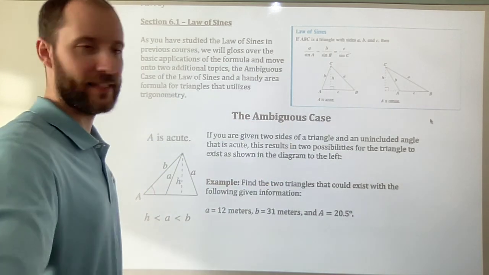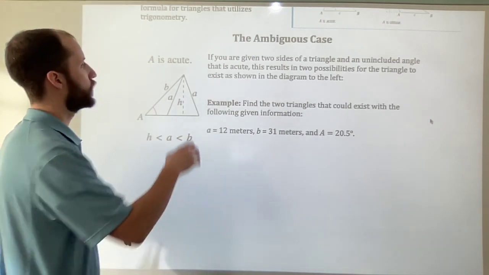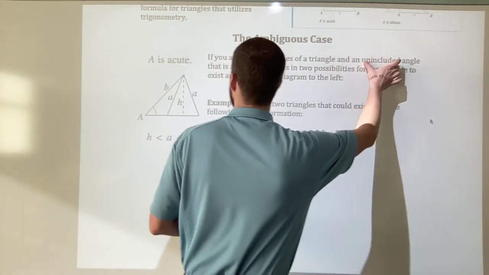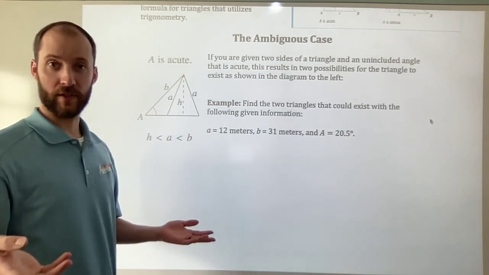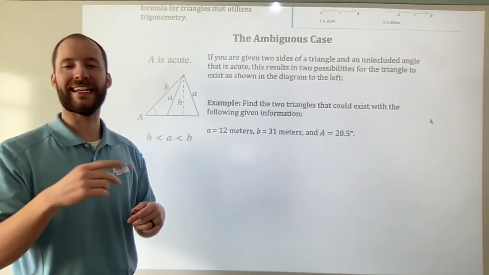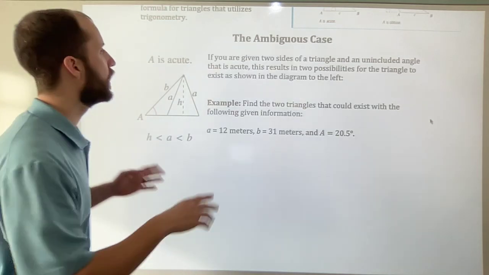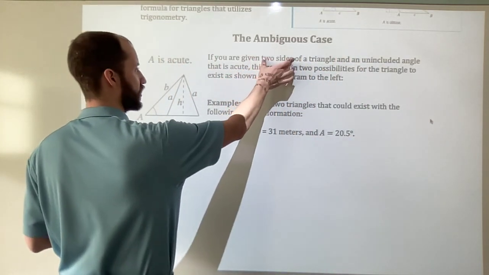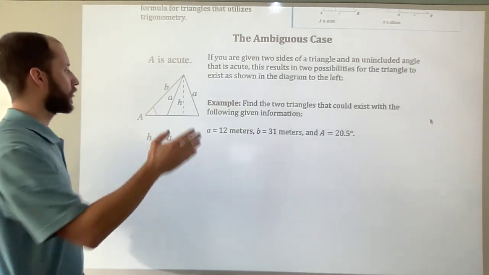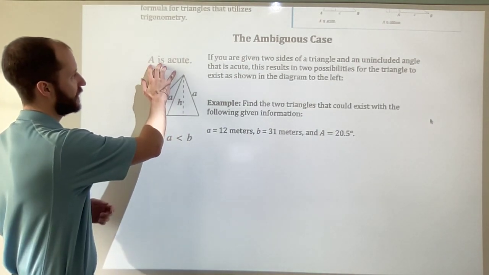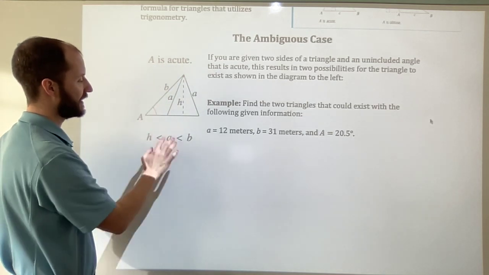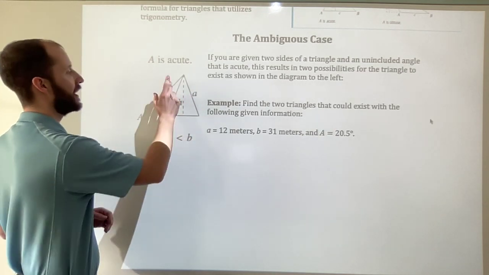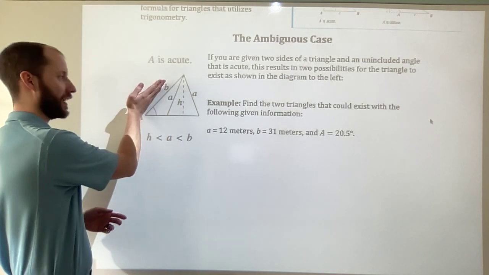What can happen is, if we're given an acute angle that is not included between the two sides we were also given. For the law of sines, you need two sides and an angle or two angles and a side. But if you have this configuration, an acute unincluded angle of the two sides you're given, and furthermore the side opposite the angle is less than the side adjacent to the angle.